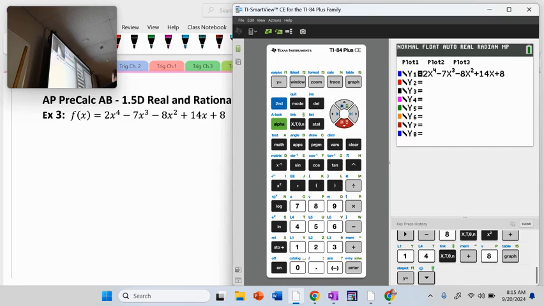All right, and then put y2 equals 0. This is better to find zeros.